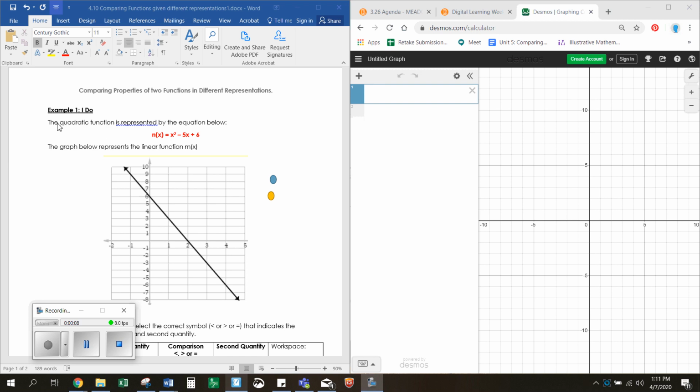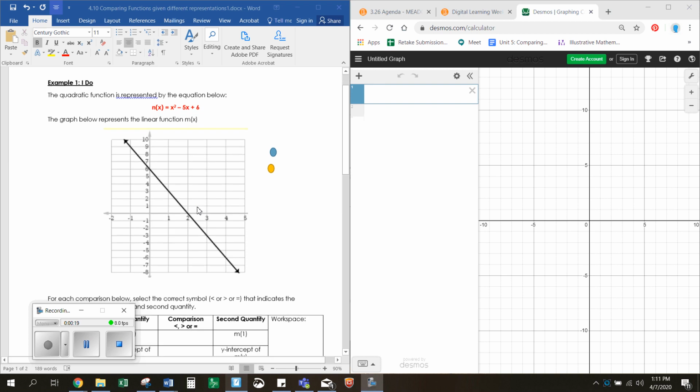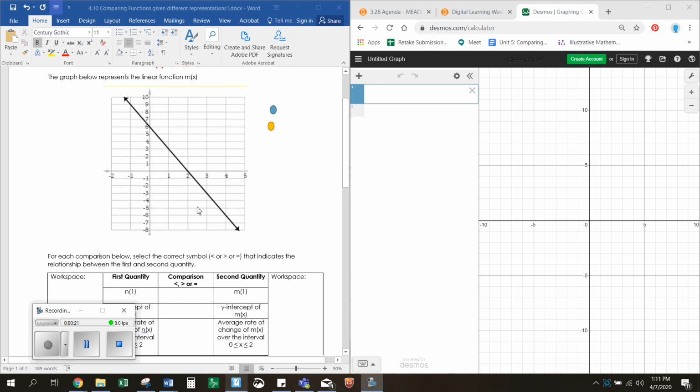Example 1, I do. The quadratic function is represented by the equation below, n of x equals x squared minus 5x plus 6, and the graph represents the linear function m of x. So down here, we're going to compare each quantity, n of 1 and m of 1 in this first case, and we're going to see if they are less than, greater than, or equal to each other.